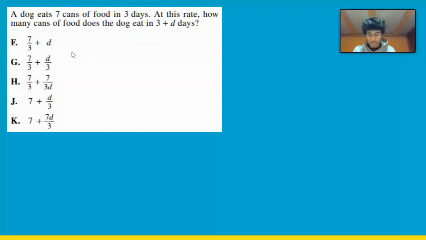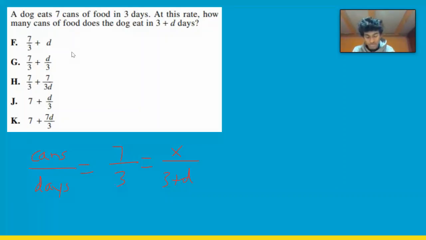Okay, so for this question, we are comparing cans of food a dog eats to days. And we are given that the dog eats 7 cans of food in 3 days. And we want to know how many cans he will eat in 3 plus D days.